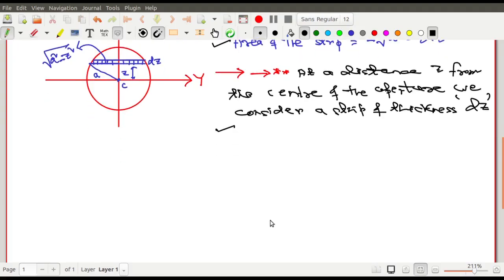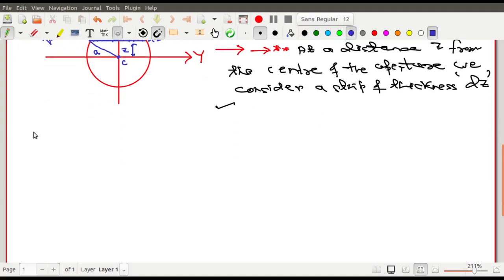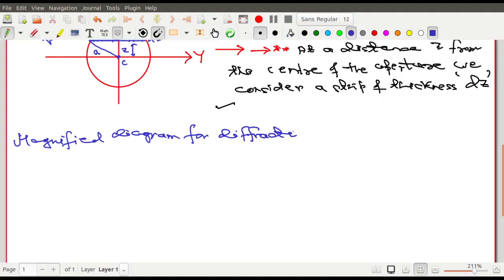আচ্ছা এইবার let me draw another diagram for this. So let me draw a magnified diagram for diffraction, for diffraction from the strip, at an angle theta. So at a magnified diagram kori. So let me try to draw a magnified diagram.